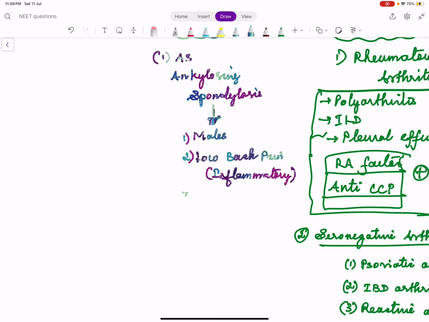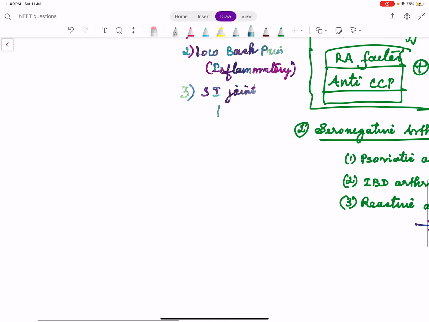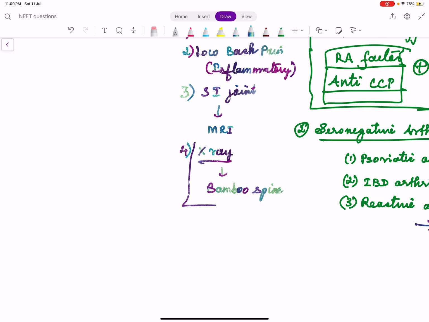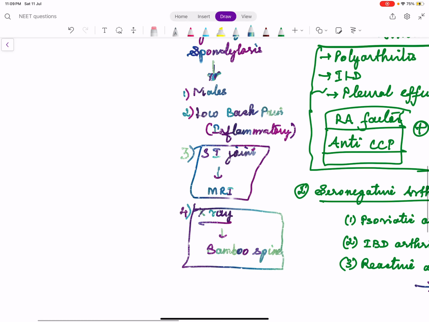The earliest joint affected is the SI joint, sacroiliac joint. So sacroiliac joint arthritis is the earliest imaging marker, and it is picked up early in MRI. In the later stages, when it crosses more than 10 years, only then can we pick up the classical X-ray finding, which is bamboo spine. So this has become outdated because it takes 10 years for ankylosing spondylitis to produce bamboo spine, but we can pick up earliest in MRI. That is actually this question.